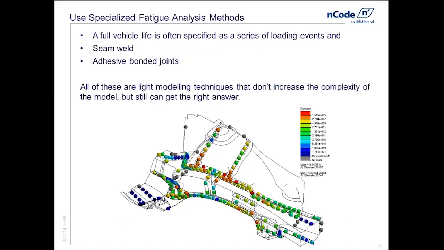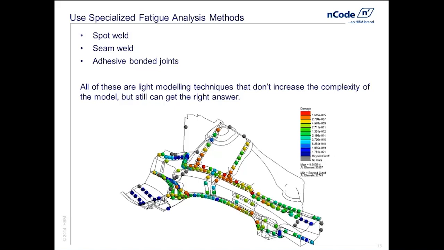Now the last challenge and benefit before we see that live stuff is using specialized fatigue analysis methods. For example, this model here is a part of a white body, and it's got a seam welded construction, or actually a spot welded construction in this case. And we need to understand that fatigue of the parent metal around the welds is fundamentally a different beast than the fatigue of the spot welds themselves. So what we want to do, and what DesignLife is capable of doing, is applying specific fatigue methods to these different joining techniques.